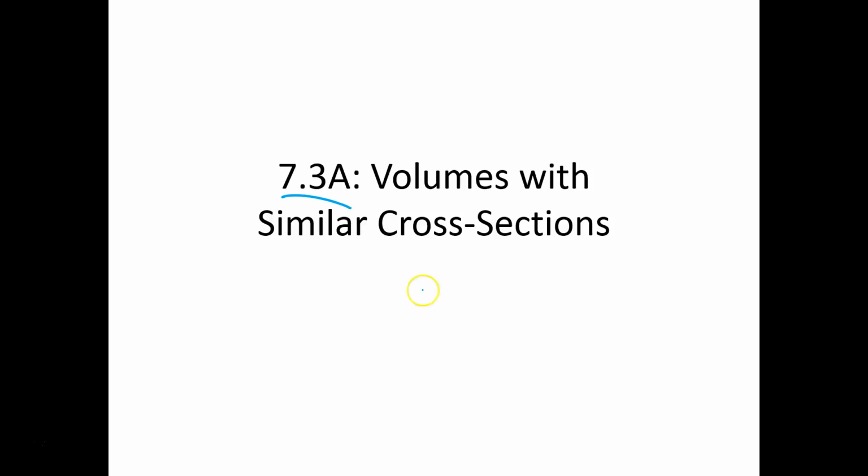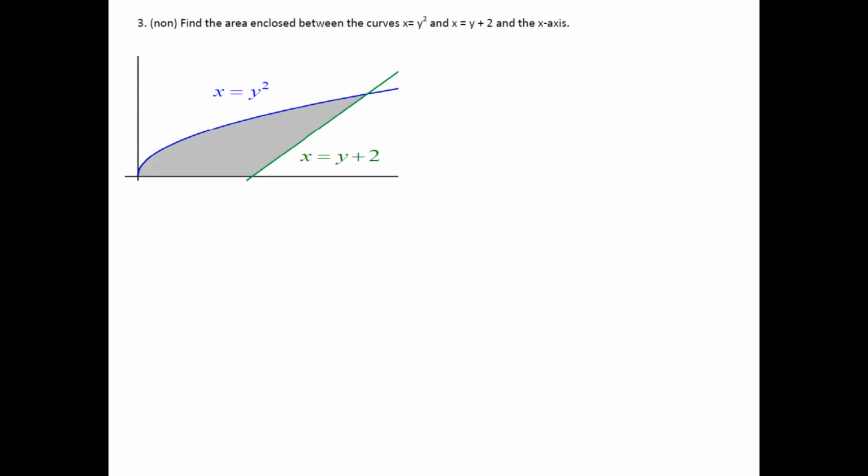Before we jump into volumes of similar cross sections, let's take a look at some bell work. This is problem 3 from your sheet. It's a little bit confusing when you put things in terms of y, but if you integrated this with respect to x, we talked about the stick yesterday, for a while your top function is y equals root x and your bottom function is 0, so you would be integrating root x. But then when you get to here, you would have to change your function.